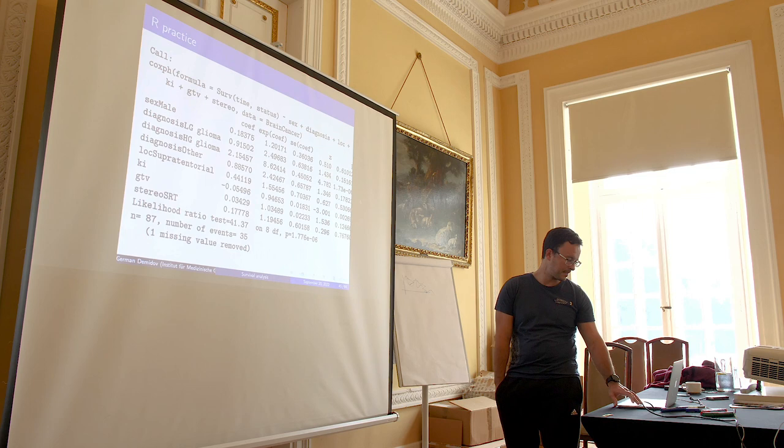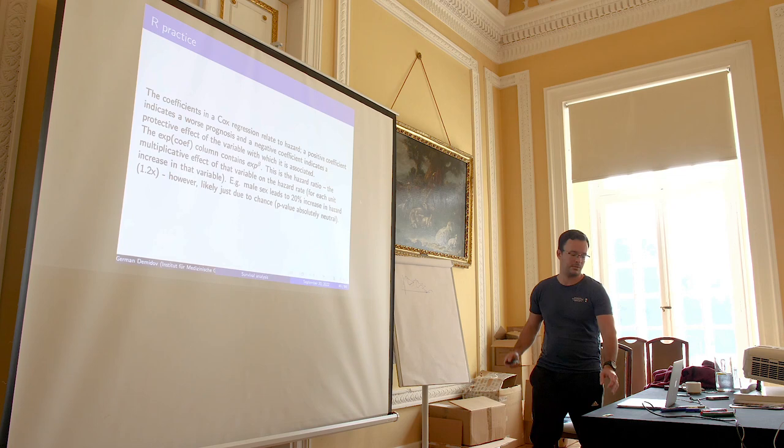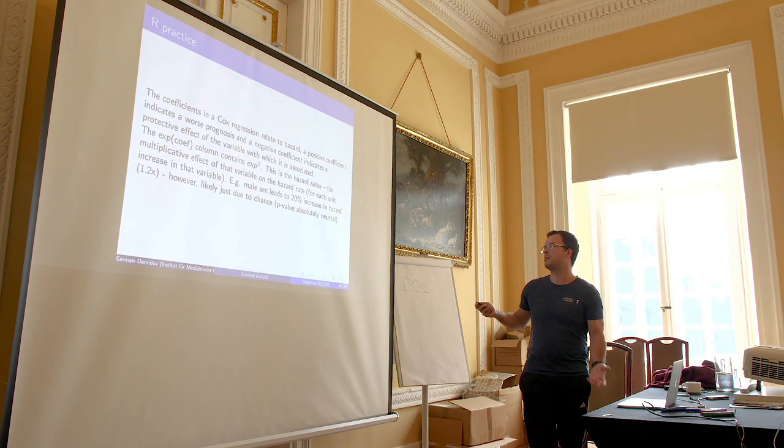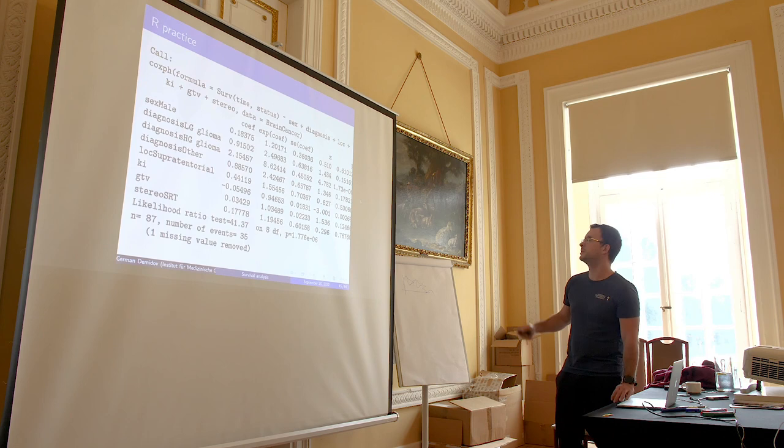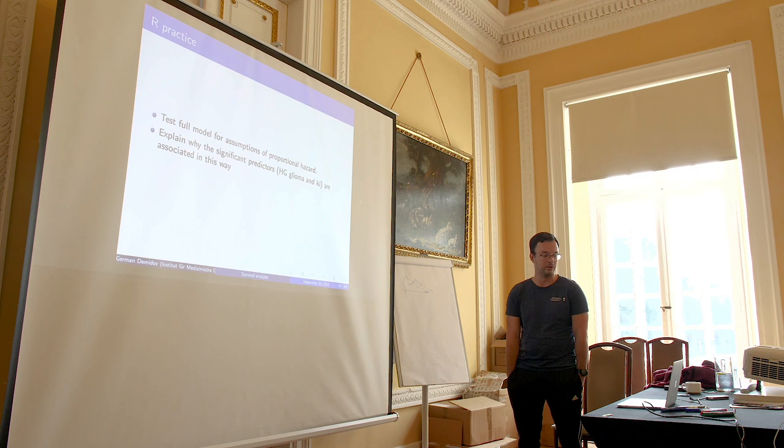Yep, so the next slide contains the exact interpretation of how we should interpret this. The coefficient is 1.2 for sex male, which means that male sex leads to a 20% increase in hazard, but it's totally non-significant, it's 0.6. So the next task is to test the full model, fit all, for the proportional hazard. If it's violated, then our results are not good at all.